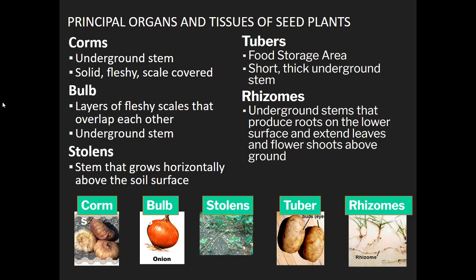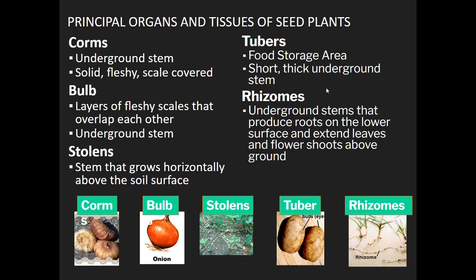So now here are some interesting things. These are organs and tissues of seed plants. Corms are basically stems. They're found underground. They're solid, fleshy, scale covered. We don't eat much corms, so we don't know much about them, but they're corms. Bulbs are another thing. Onions have bulbs, and it's part of a reproduction thing to store them underground, and then they grow back in the spring. Bulbs are also part of the plant's life cycle. Stolons are stems that grow above the ground, but instead of growing up, they grow along. They're kind of like runners, kind of like vines.